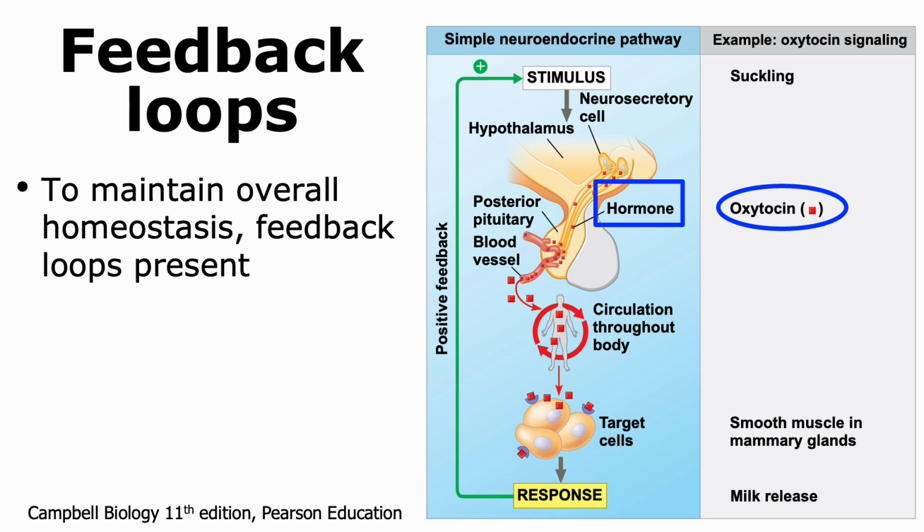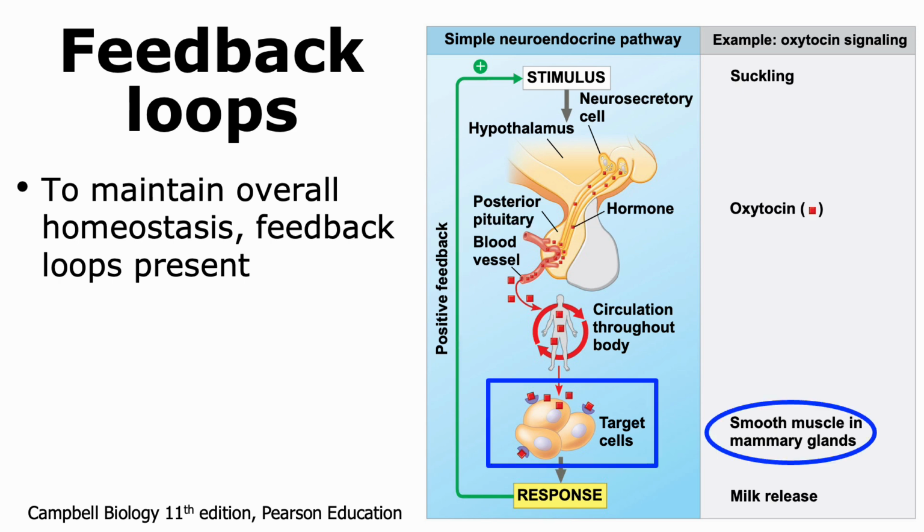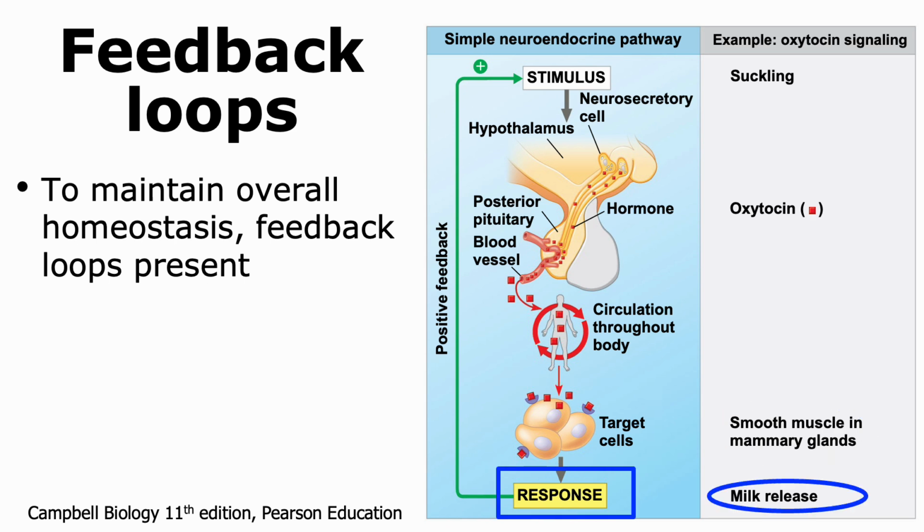The oxytocin is then circulated throughout the body because it enters the bloodstream and ultimately is able to find the smooth muscle cells present in the mammary glands. There it binds to the receptors present on target cells, and the result is the release of milk. Thus, the response in this scenario is the release of milk from the breast that the infant can feed on.